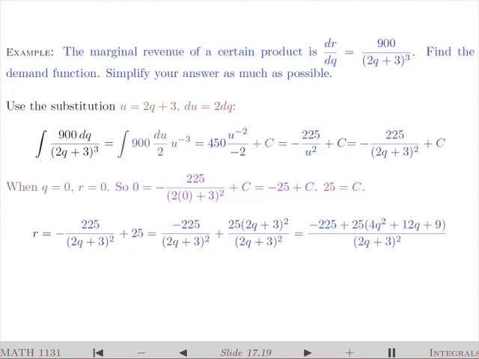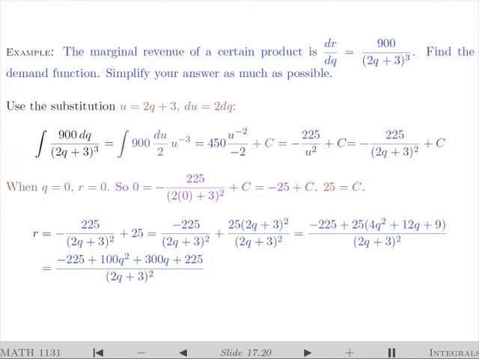To simplify the resulting numerator, I will have to multiply this out and combine like terms. First I'm multiplying out 2Q plus 3 quantity squared. 2Q quantity squared is 4Q squared, plus 2 times 2Q times 3. 2 times 2 is 4, times 3 is 12, times Q is 12Q. And then plus 3 squared is 9. I have to multiply all of this by this 25, so I need to distribute the 25. 25 times 4Q squared is 100Q squared. 25 times 12Q is 300Q. 25 times 9 is 225.